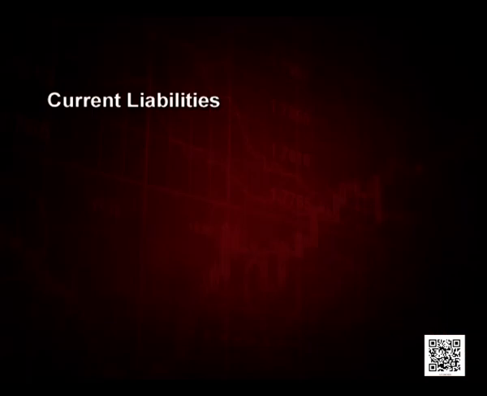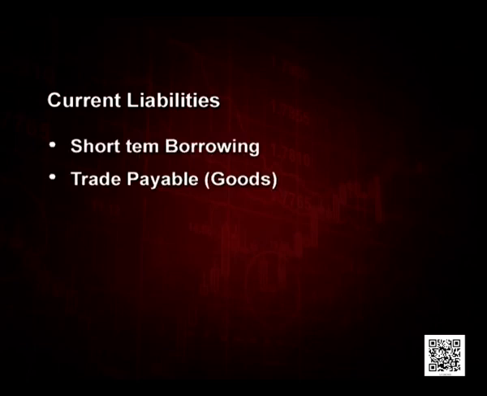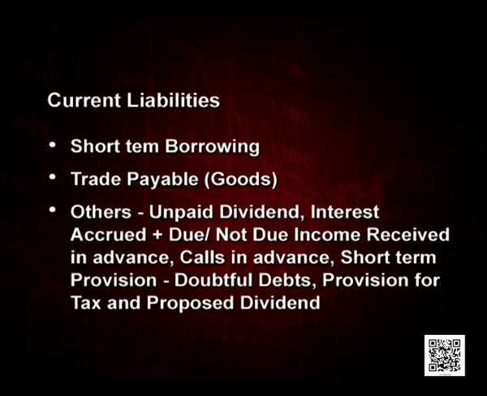Next topic is current liability on the liability side, that is short-term borrowings, trade payables, goods purchased on credit, others which include unpaid dividend, interest accrued and due or not due, income received in advance, calls in advance, short-term provisions, doubtful debts, provision for tax and proposed dividend. All these things are contained in current liabilities because they have to be settled within a period of 12 months.